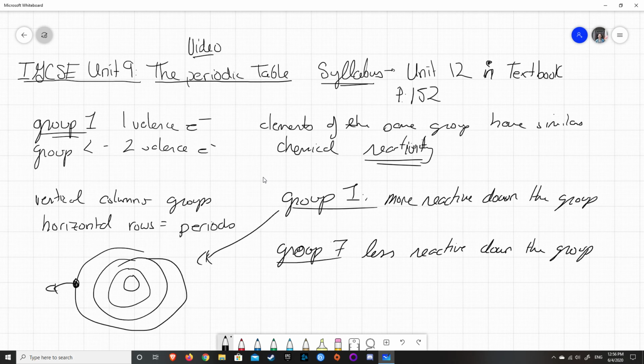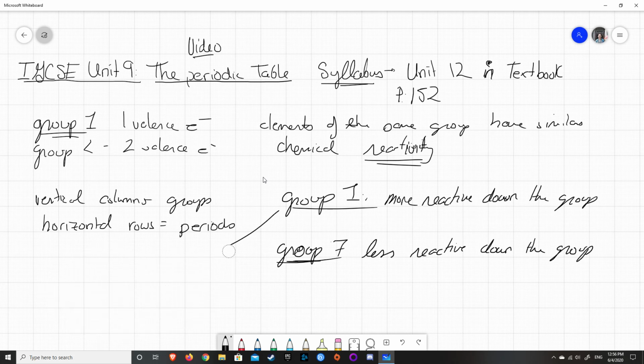So that's group 1. But as you work down the group, group 7 likes electrons. So if an electron flies in here, the further it is from the nucleus, the less it likes the electron, the less it cares if it has an electron. So with group 7, the fewer layers there are in the element, the more it can attract electrons. So it increases its reactivity if it can attract electrons more.